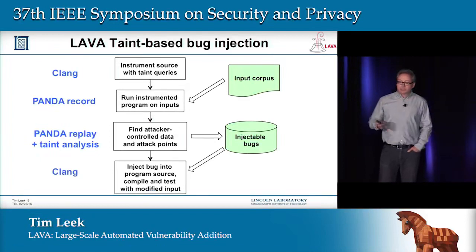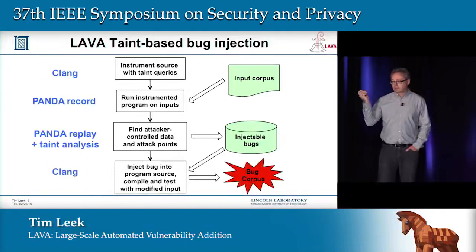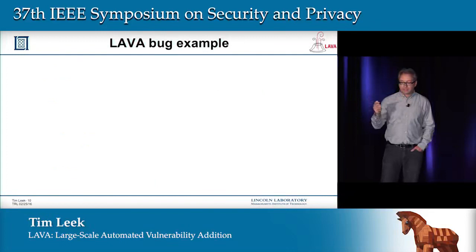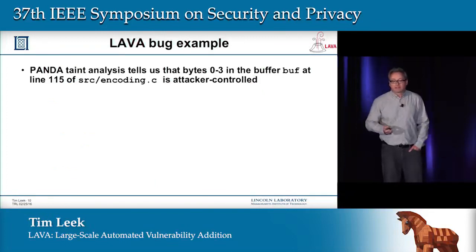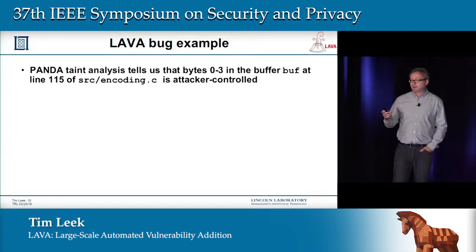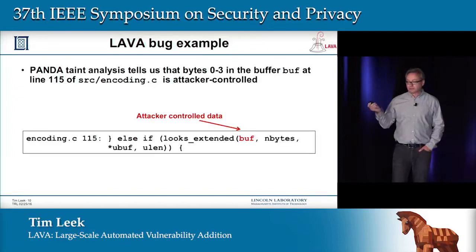We actually inject the bug with Clang, compile, and then create a modified version of the input and see if we get bugs, and so we get some yield. Here's an example of how this works. Let's say the Panda taint analysis tells us that bytes 0 through 3 in a buffer buff at a particular line in the source code is attacker controlled. That's what that looks like.